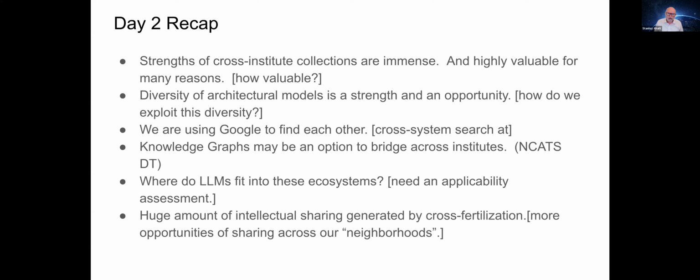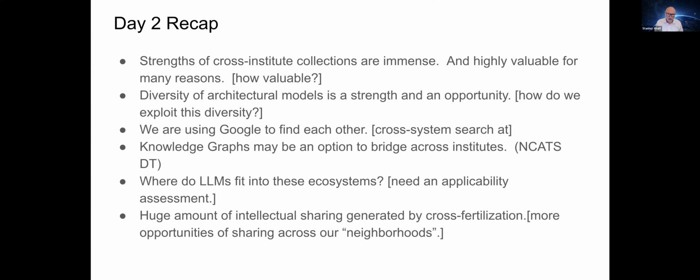Right now, I saw it multiple times. We're still using Google to find each other. We go and we do a search in Google in order to find portal X, portal Y, what data is available. I'm not sure I want Google to own the search space. So we need to figure out how we're going to do cross-system search at NIH, without relying on Google, because that's not sufficient. I don't know how Google works. I have an idea, but it's a black box, and that worries me from a scientific standpoint.